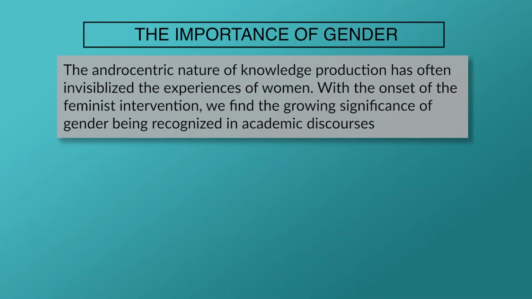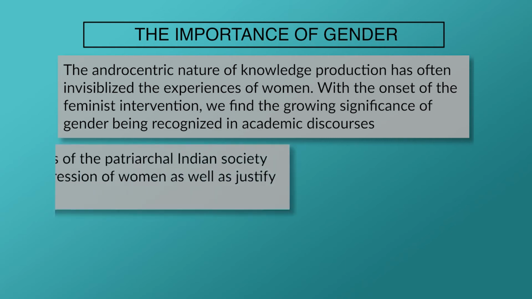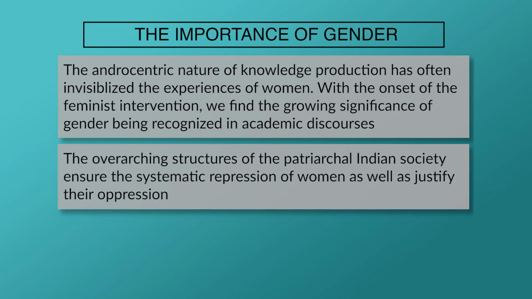Now, let us come to the last category, namely the importance of gender. Now, what the feminist intervention has done is that gender is now being recognized in the academic discourses. Now, the overarching context in which gender emerges as a form, as a repressive tool, is the patriarchal society, which is deeply disdainful of the role of women.